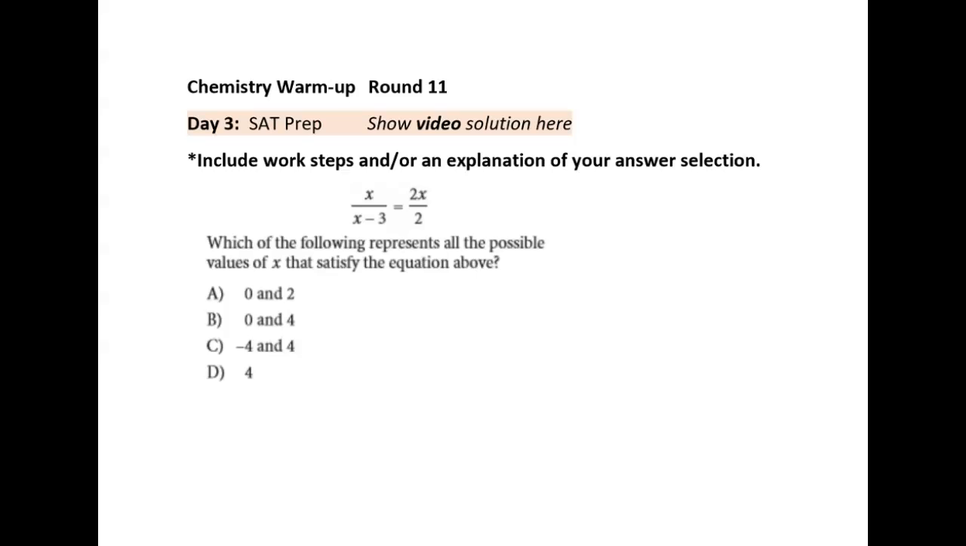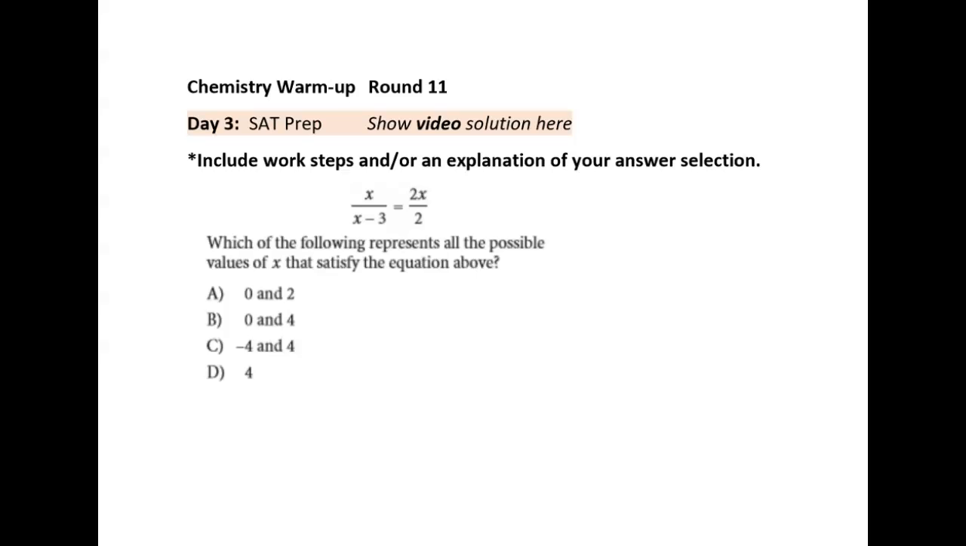Here is the answer to the Day 3 SAT prep question. We're given an equation, and because the equation has a ratio on both sides of the equals, it's an equation called a proportion. The question is, which of the following represents all possible values of x that satisfy the equation? This is simply saying solve the equation.